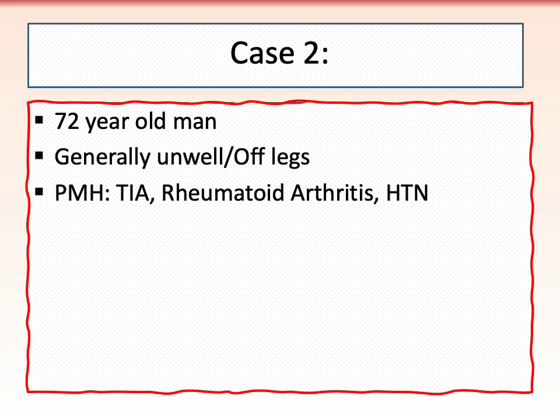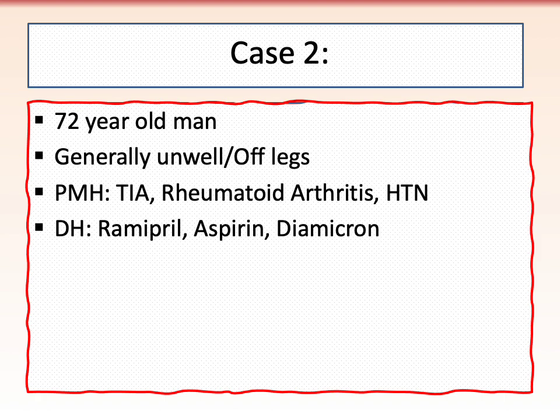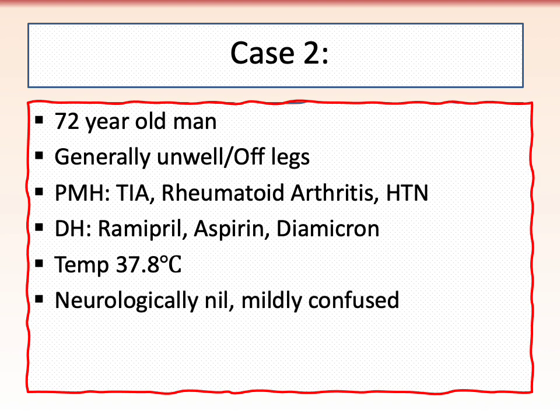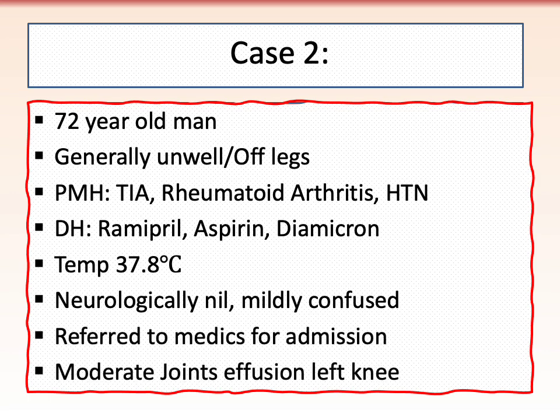So let's move to our case 2. A 72-year-old gentleman with background history of TIA, rheumatoid arthritis, and hypertension, who was on Ramipril, aspirin, and Diamicron, was referred to A&E feeling generally unwell, off legs. On examination, his temperature was 37.8. There was no focal neurological deficit apart from mild confusion. He had moderate left knee joint effusion. He was referred to medics for admission.